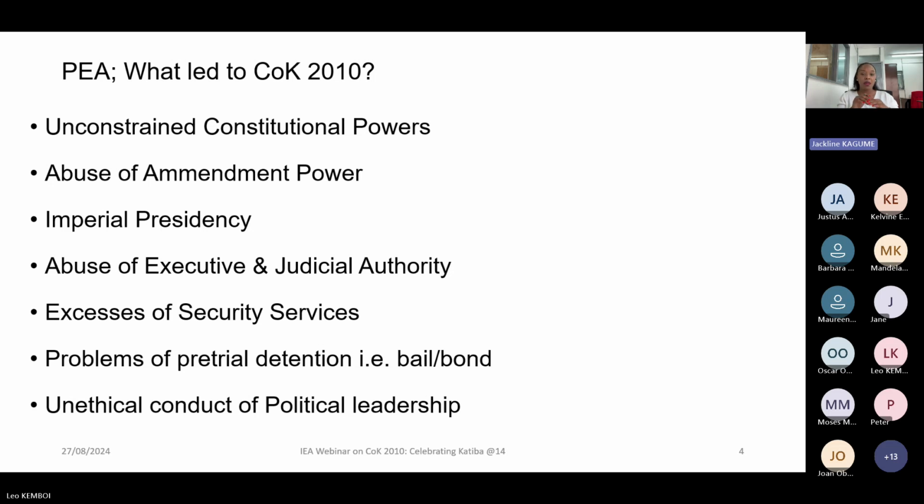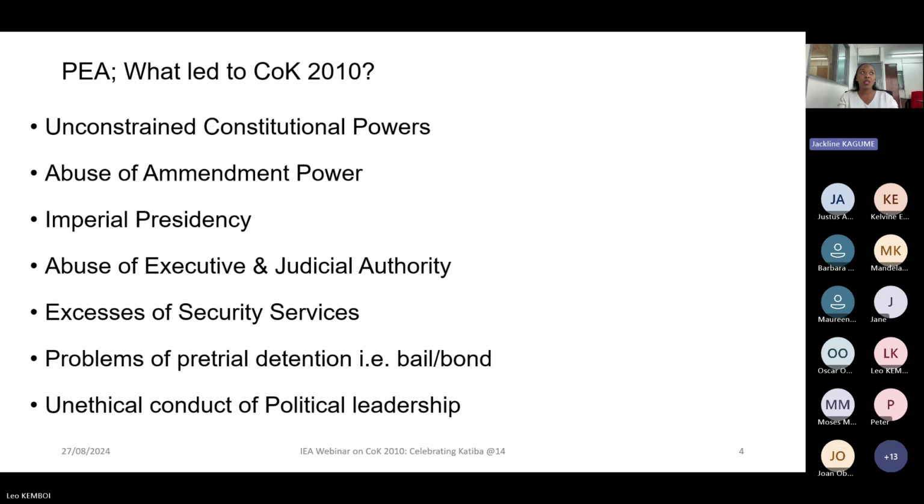So this sort of absence or constraints of government powers created great impunity and was one of the largest prompts for the need for a more constrained constitutional power framework. So that is the first issue. And as I discuss this, you'll realize that most of these issues are connected.